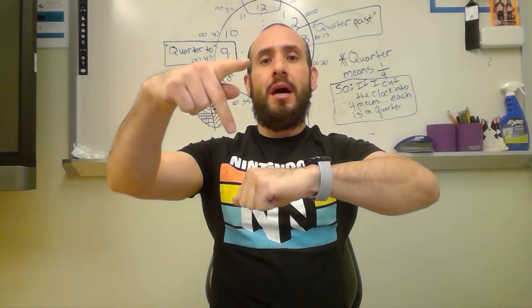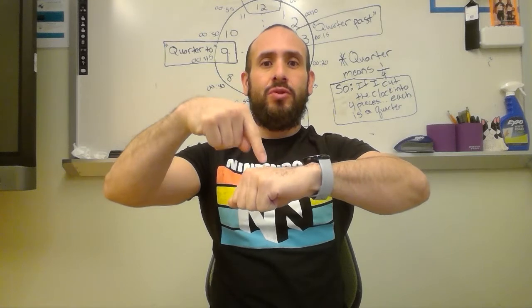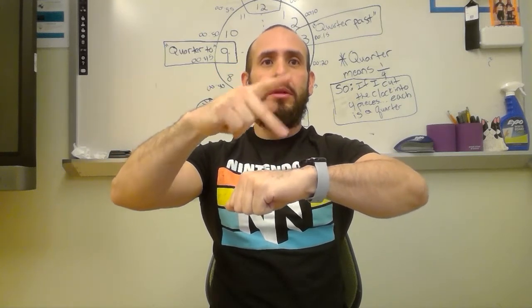Next, we have the sign for principal. Non-dominant hand is a fist. Dominant hand is a P for principal. It circles and touches. This is the school, and the principal is at the top of the school. Principal.